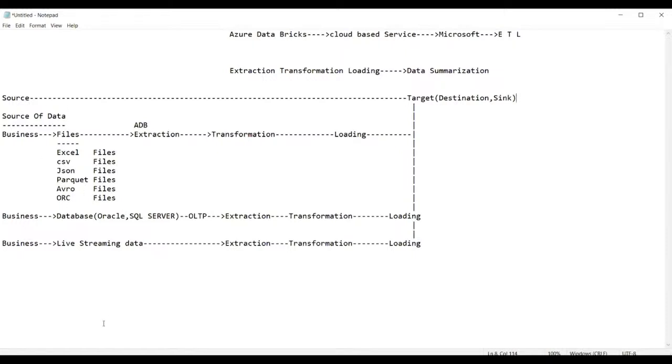So now can you see here, this is how we get the data. Ultimately, we get the data from various sources. And from these various sources, we extract the data, we transform the data, and we load the data into the target. All this extraction, transformation, and loading will be done by using a service. ADB is one service. Likewise, ADF is another service, and Synapse is another service. These are the various services we can use.